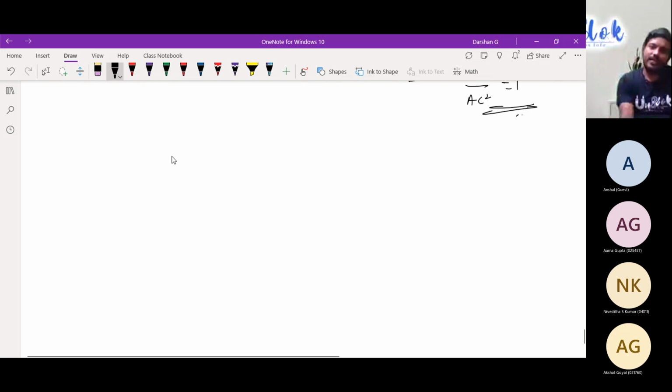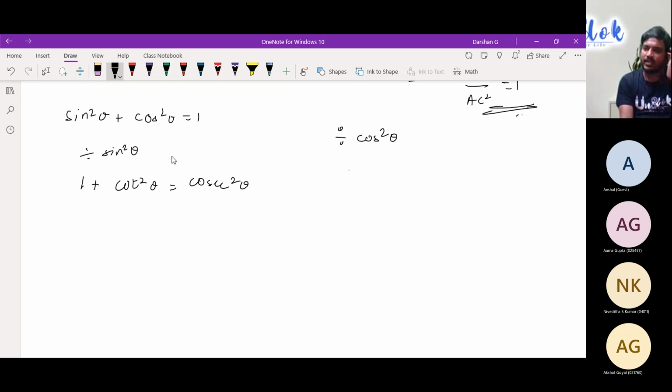We have other identities as well that we can find from this itself. Divide the whole thing by sine square theta. If I divide this by sine square, it will be 1. Cos divided by sine is cot square theta. 1 divided by sine square is cosecant square theta. Similarly, if I divide the same equation by cos square theta, sine by cos is tan square theta, plus cos square by cos square is 1. 1 by cos square is secant square theta. These are the 3 important trigonometric identities which you have to know.